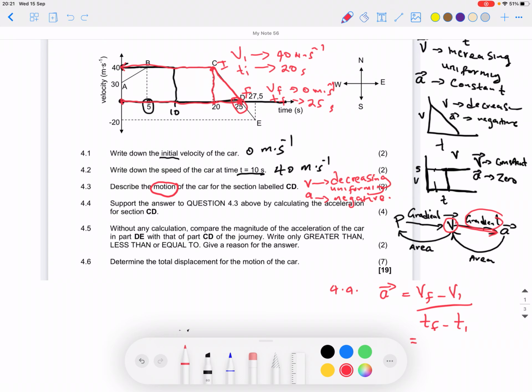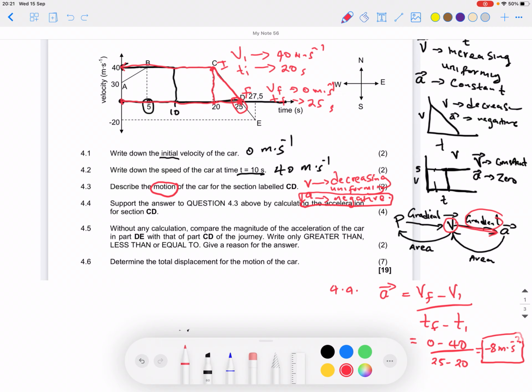Vf, that is 0 minus 40 over Tf, which is 25 minus 20. Then you get negative 8 meters per second squared. You've just proved that your acceleration is negative. You have a negative acceleration, the car slowing down, right? So that is how you analyze this kind of graph. In the next video, I'm going to explain how you can calculate the displacement, okay?